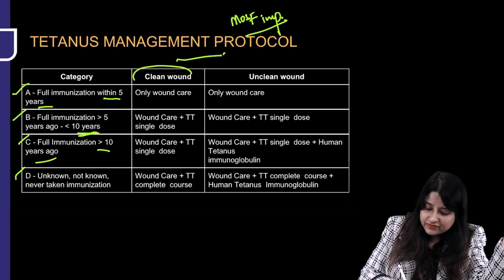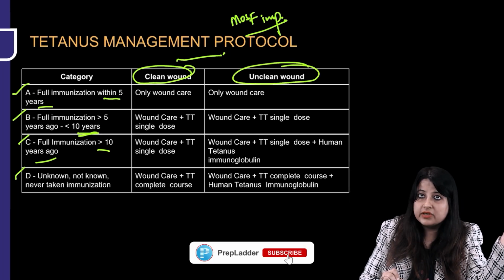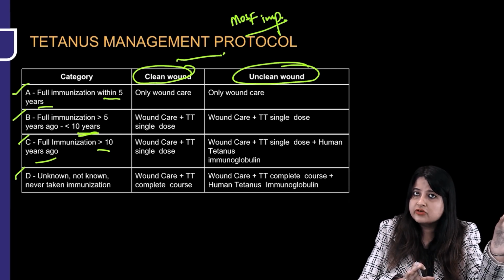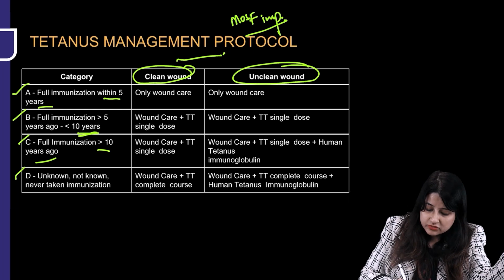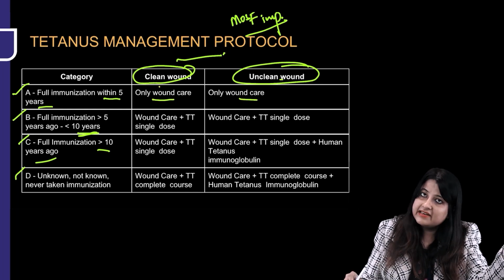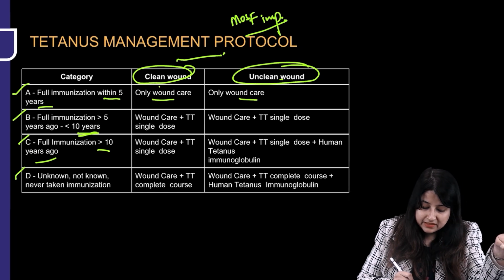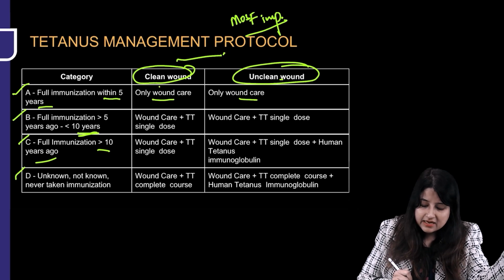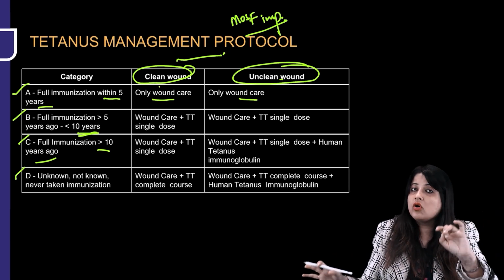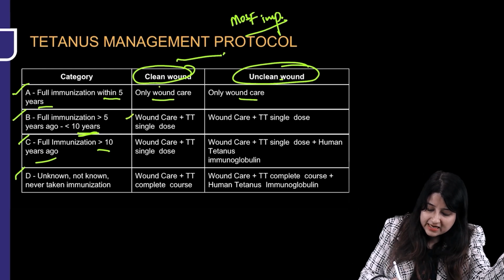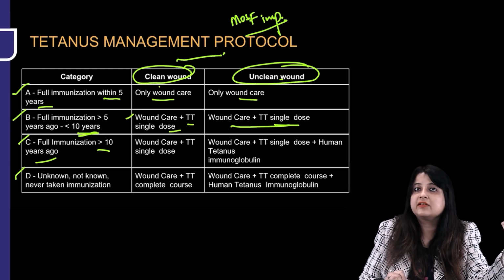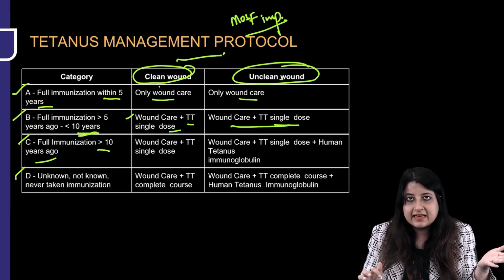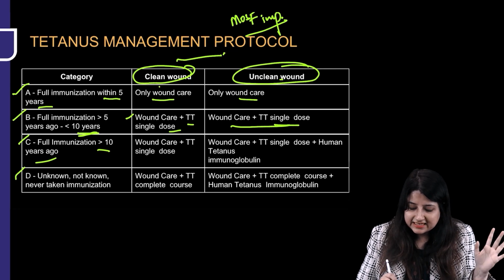Then you can classify the wounds also as clean wound and unclean wound. So if somebody has received full immunization, which I've just told you, within the past 5 years, only wound care, in both clean and unclean wounds, has to be done. If the person has received full immunization more than 5 years ago but within 10 years, whether it's clean or unclean, wound care has to be done and a TT single dose has to be taken, both in clean and unclean. So wound care plus TT single dose.